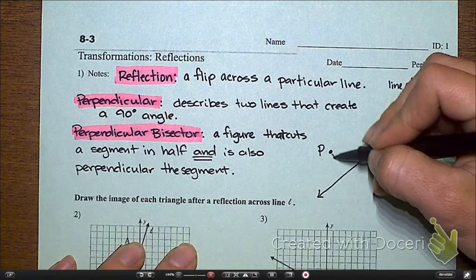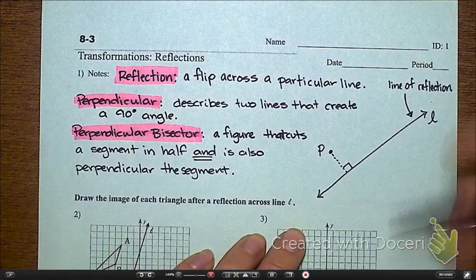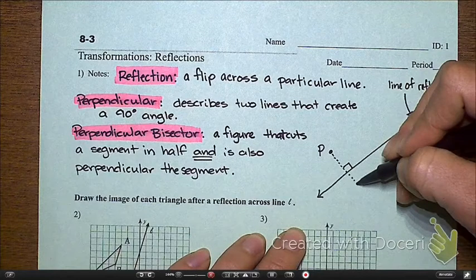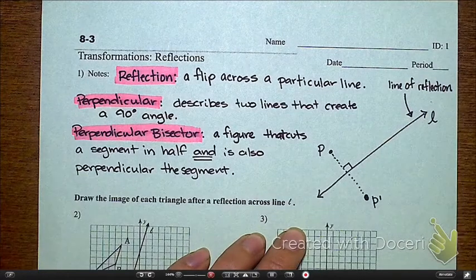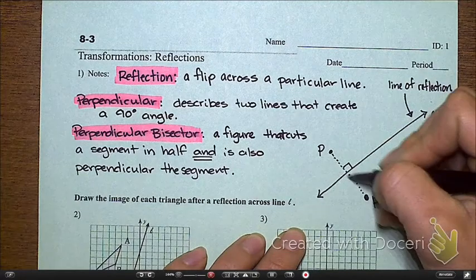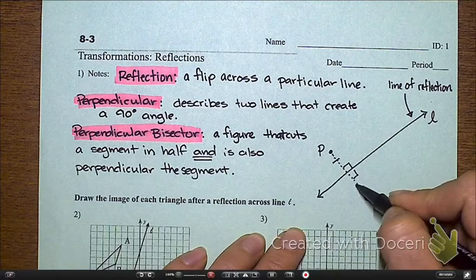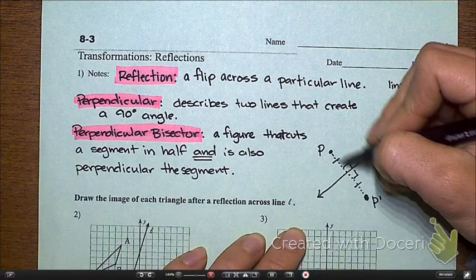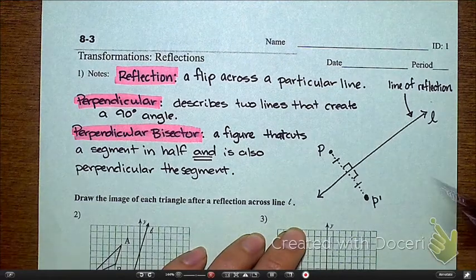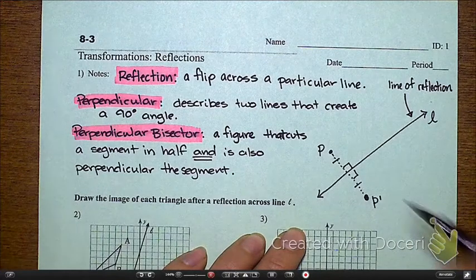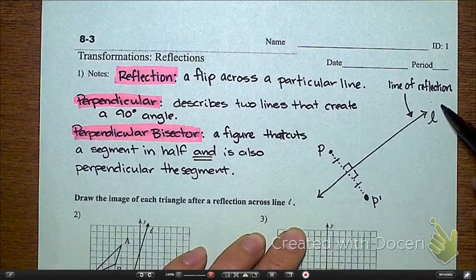So let's estimate a 90-degree angle here. And when I reflect this point P across, I'm going to have the same distance on the other side to P prime. And the line P prime creates with the segment is also going to form another 90-degree angle. So these two segments are congruent. They are the same distance, and they're both creating a 90-degree angle with line L. The segment formed between P and P prime is perpendicular to line L, creating 90 degrees.